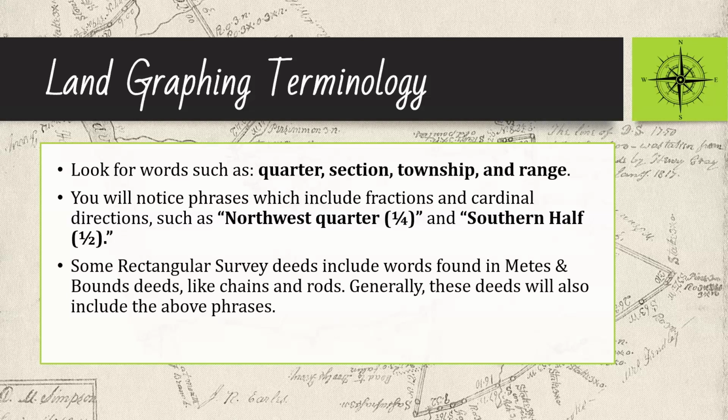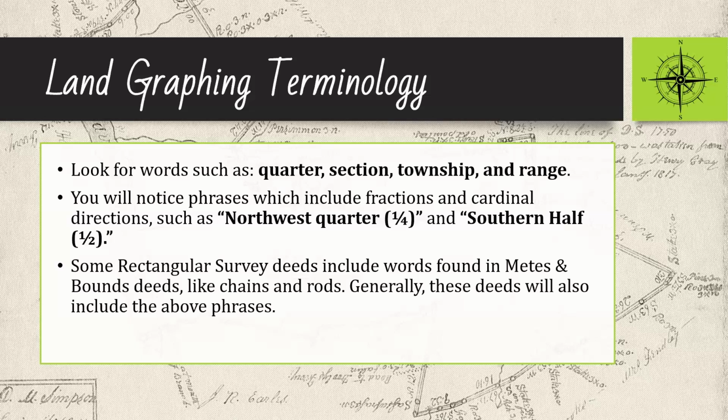You can't ever have an always. You might see some metes and bounds terms like chains and rods. The thing is, to help you distinguish whether you are land graphing or land platting, is that these deeds will also usually include quarter, section, township, and range. So you might get something that is in the northwest quarter of township 13 of whatever, then within the description it might say something about chains and rods.